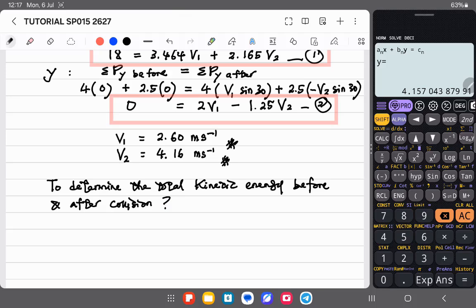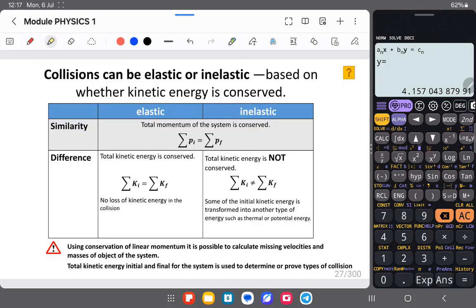Why? Maybe you ask why? How can we determine elastic and inelastic collision? We can base it on whether our kinetic energy is conserved or not, if you refer to your lecture notes. So if the collision is elastic, the total energy is conserved, means the amount of total energy before collision and after collision is the same. But if inelastic collision, the total kinetic energy before collision and after collision is not conserved. Not conserved means not equal. Some of the initial kinetic energy will transform or be lost in the form of thermal energy or sound energy.